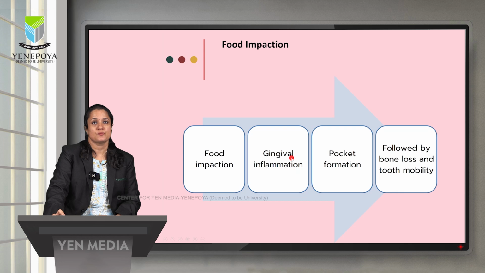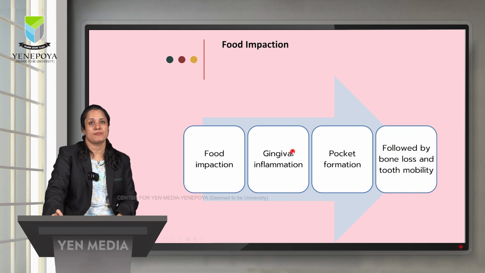Another common issue is food impaction. Food impaction can be defined as forceful wedging of food into the periodontium. There are various factors which cause food impaction, and Hirschfeld has classified these factors. They are uneven occlusal wear, tooth supraeruption, improper contacts, and improper proximal restorations.